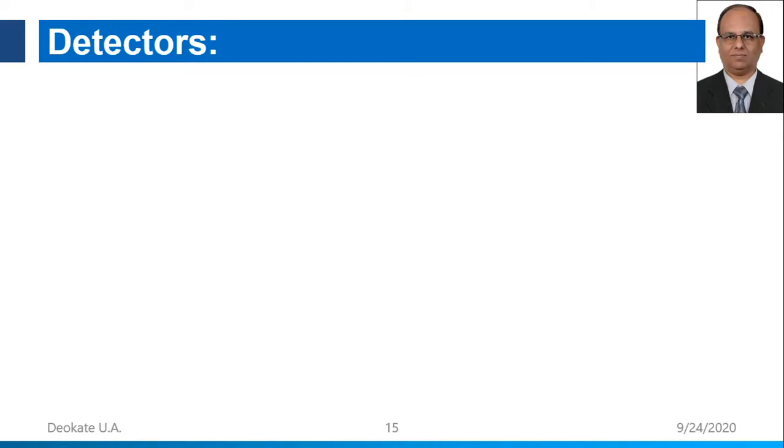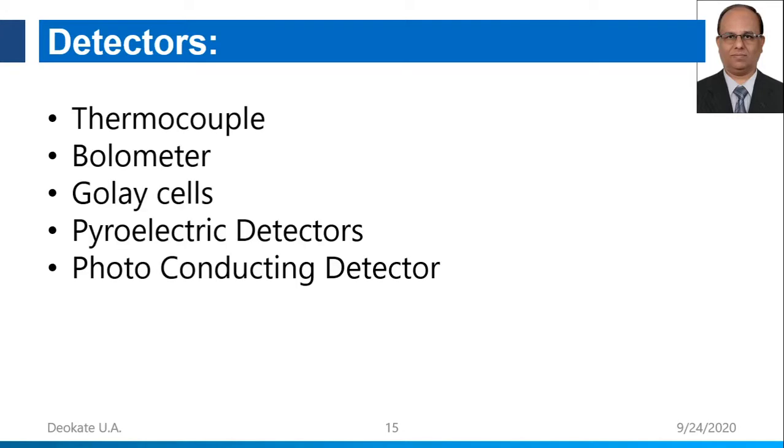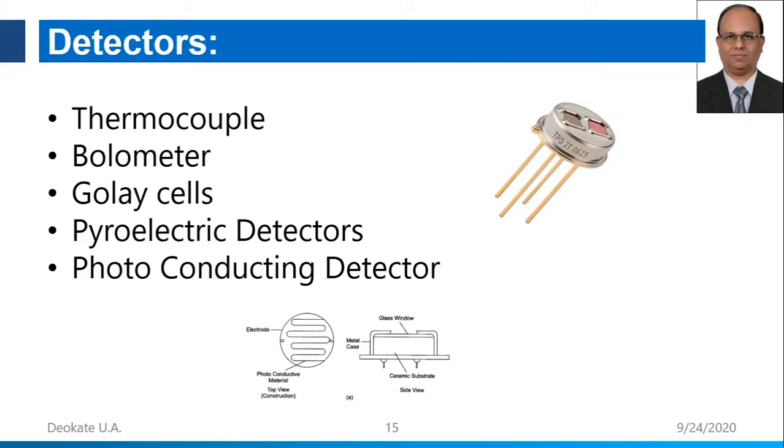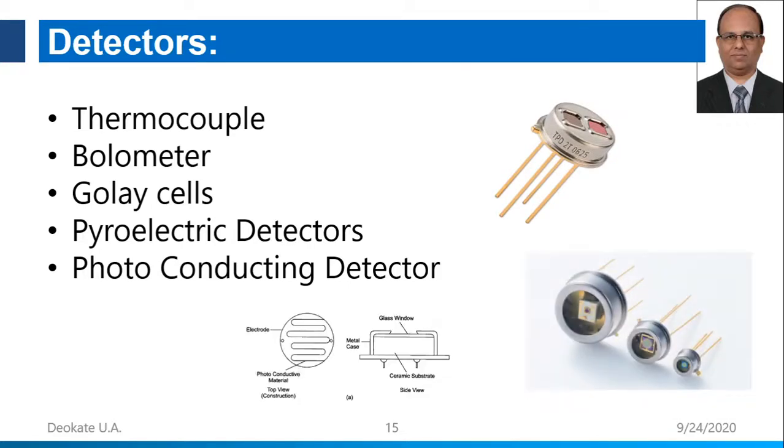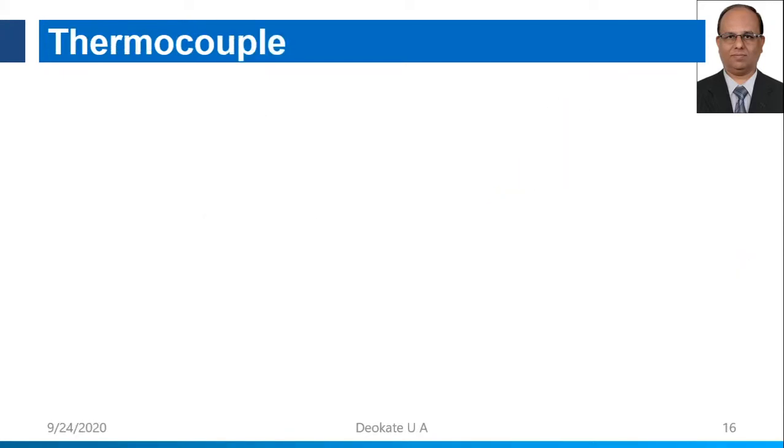So for detectors here, we are using thermal detectors. The various thermal detectors we are going to learn about include thermocouples, bolometers, Golay cells, pyroelectric detectors, and photoconducting detectors. These are used in the IR spectrophotometer. We will see every detector one by one. First one is thermocouples.